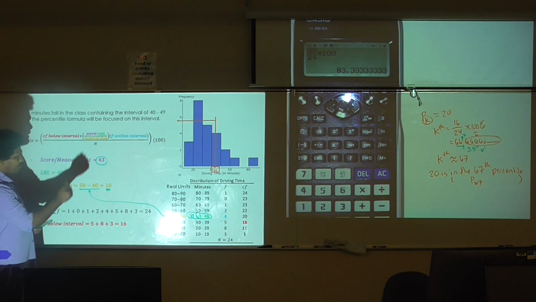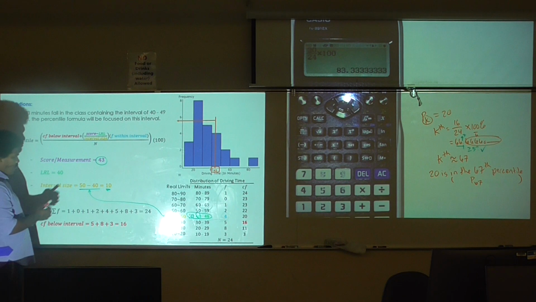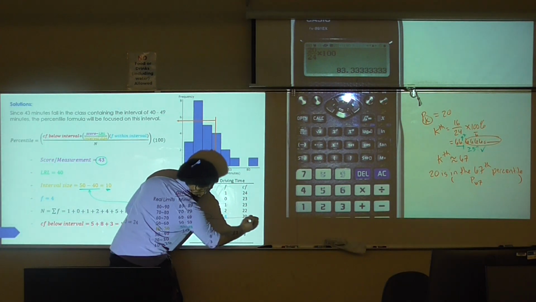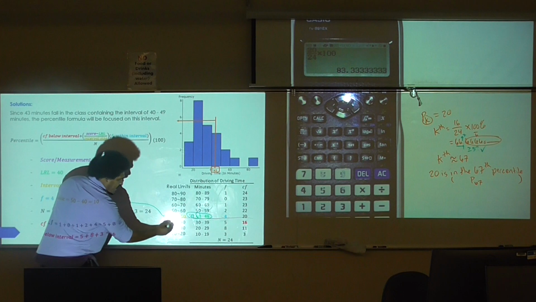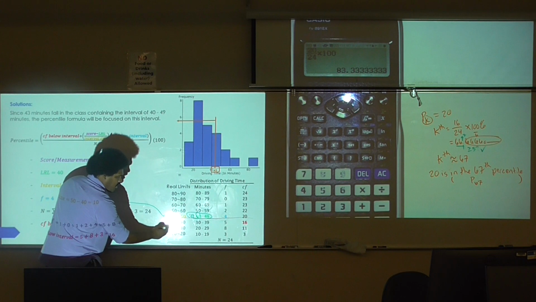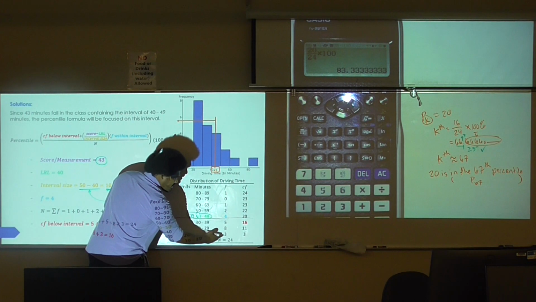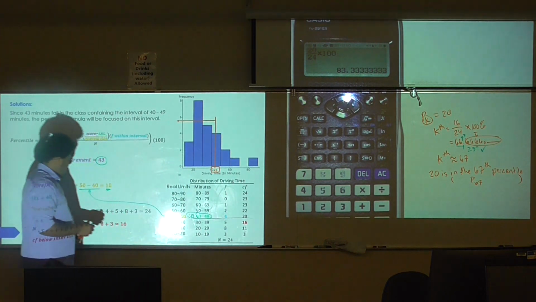I'm going to try to group it out so we can catch on to how it works. We look at the scores below, and this is where the cumulative frequency is coming from, the scores below. Therefore, 5 plus 8 plus 3 is going to give us 16, and that's what we have over here.